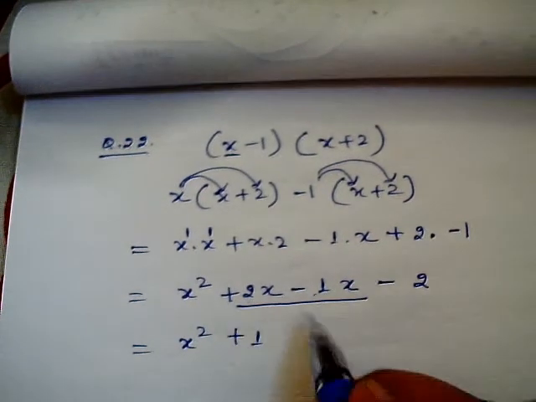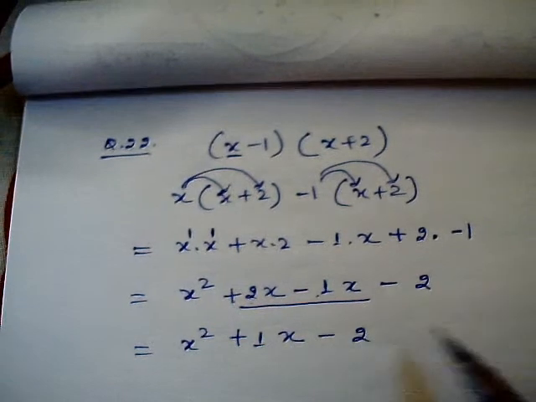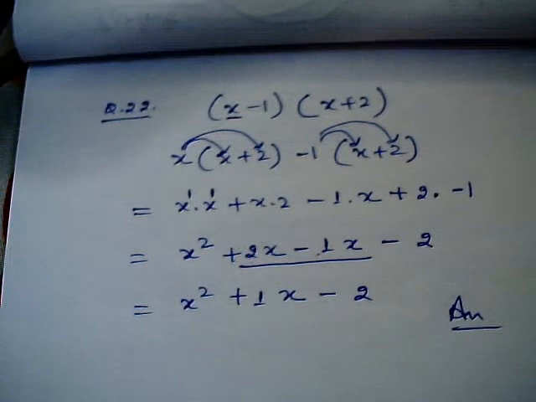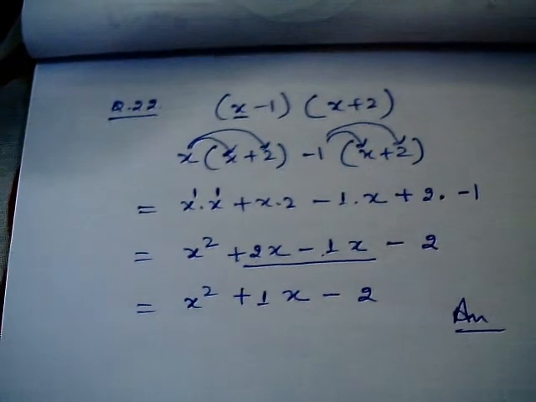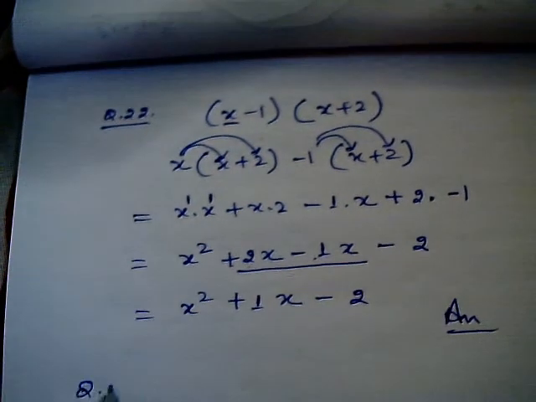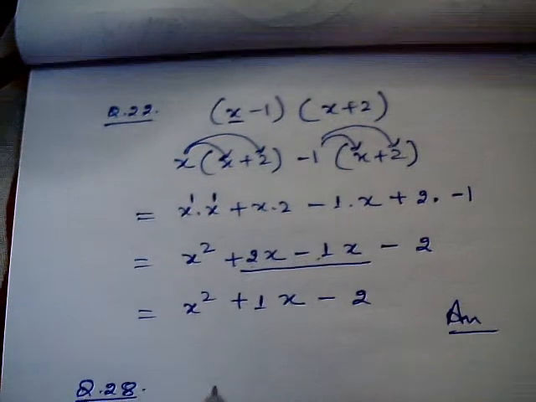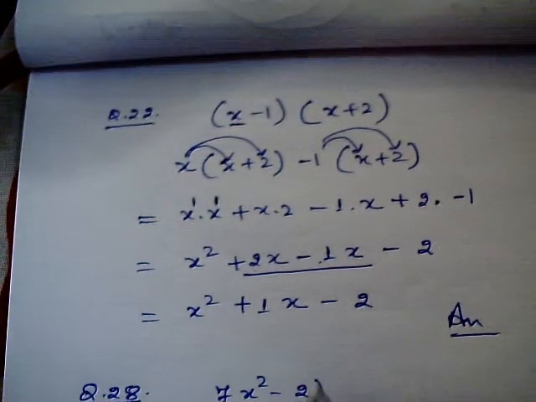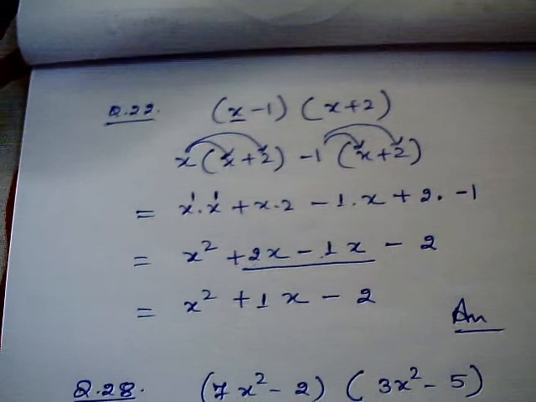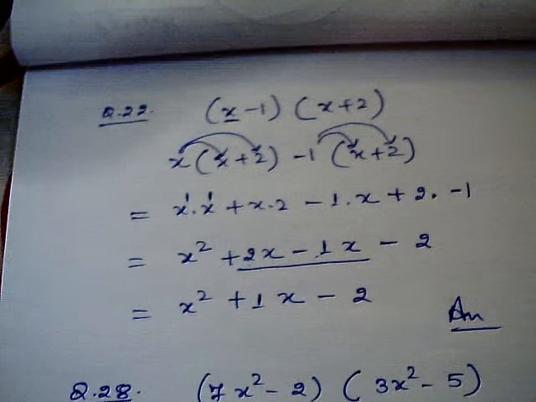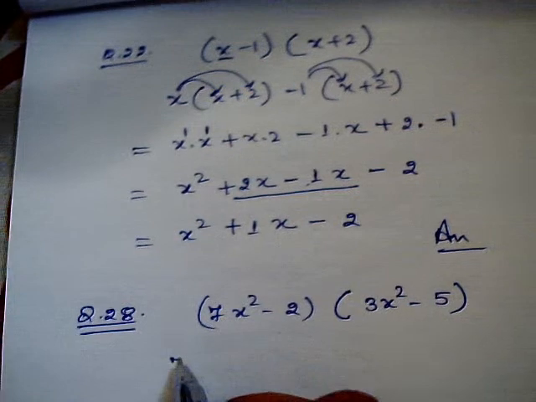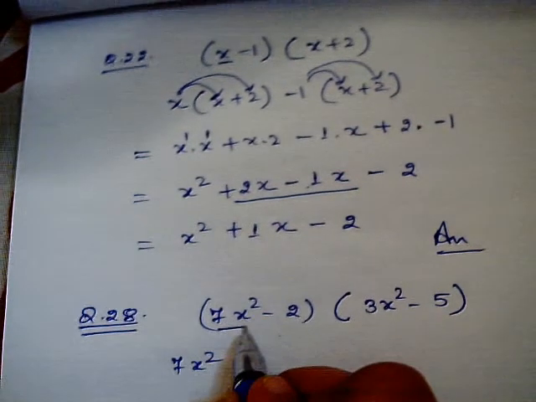Now one more question I will be taking, and that question is question number 28. The question number 28 is 7x square minus 2, 3x square minus 5. How can we do this question? First, the writing way will be the same. First, this term will operate on the whole parenthesis, then -2 on 3x square minus 5.